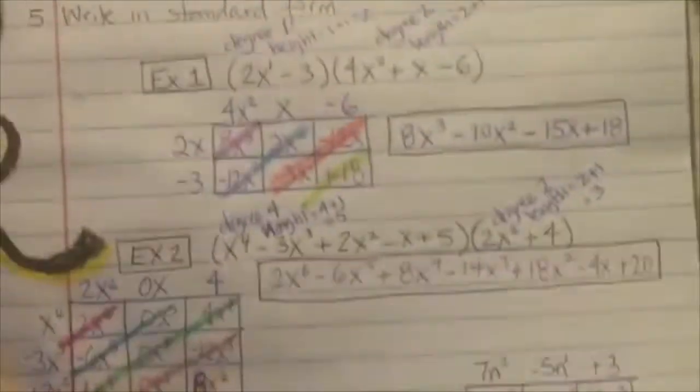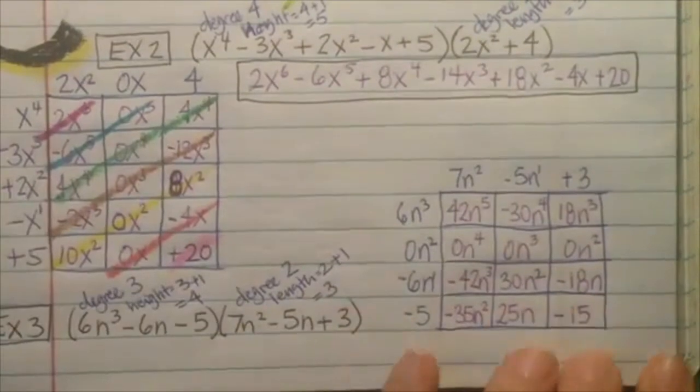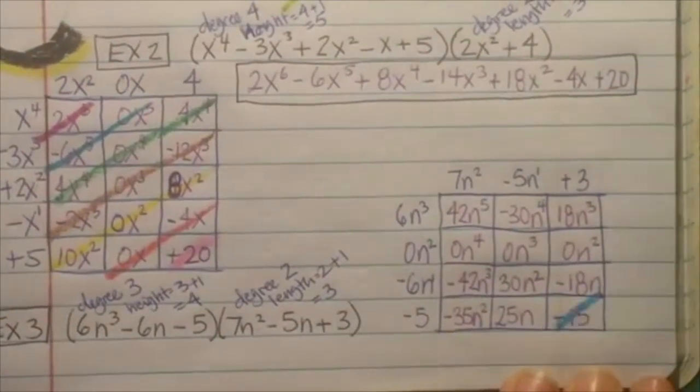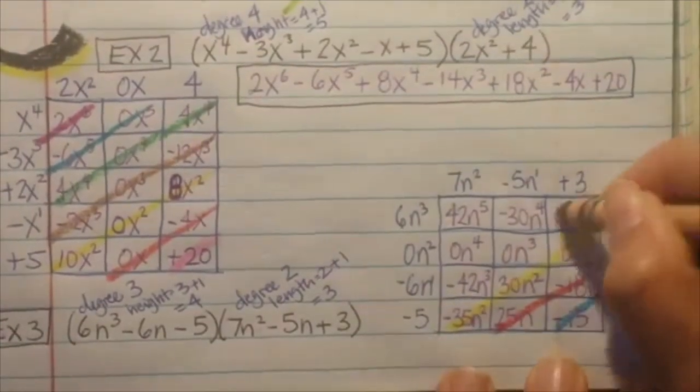Alright, so remember the like terms are your diagonals, and you just need to combine them. So take some colors, different colors, and do diagonals. Make them different so that you don't combine the wrong things.